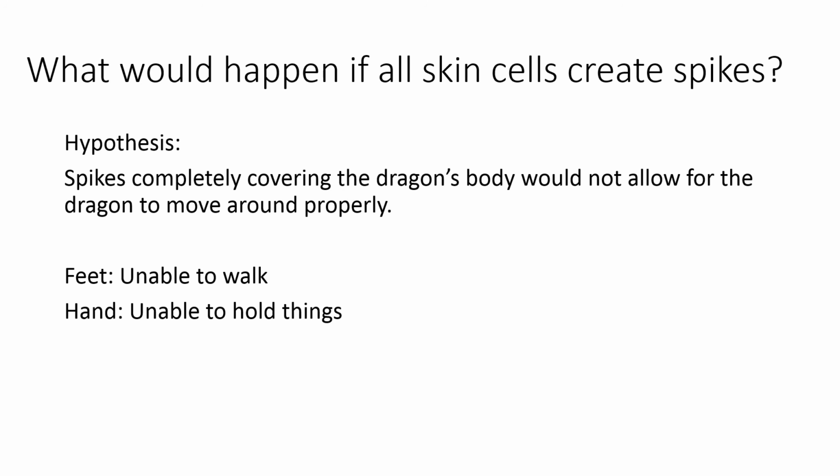Because spikes on these parts of the body would harm the dragon instead of help, the cells in these areas have an inhibiting factor that prevents the development of spikes.